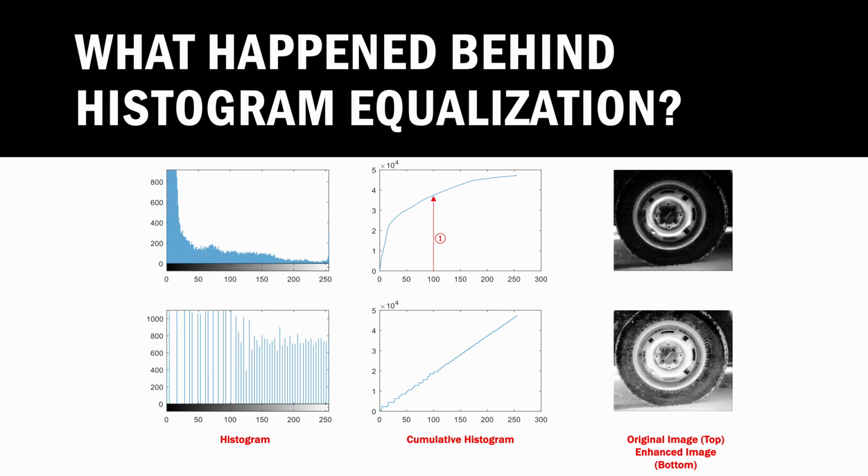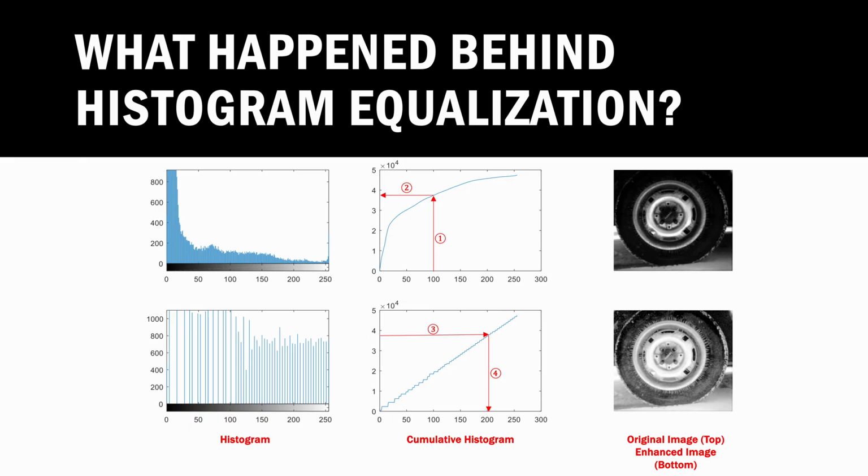Step 1. Select a pixel intensity from the original histogram. Step 2. Find its cumulative frequency in the original cumulative histogram. Step 3. Take that same frequency and locate it on the cumulative histogram of the equalized image. Step 4. From that point, move down to the horizontal axis to determine the new pixel intensity.